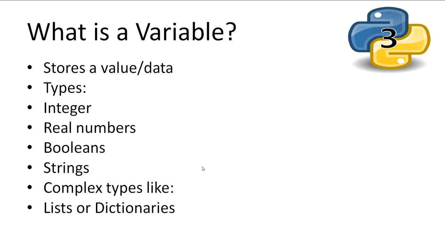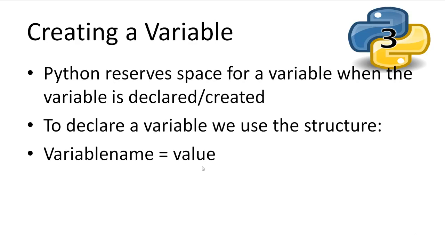Variables are one of the most important parts of programming. Variables allow us to store data. We can store different values like integers, real numbers, booleans, strings, or more complex data structures like lists or dictionaries. Python reserves space on our computer for a value when a variable is declared.